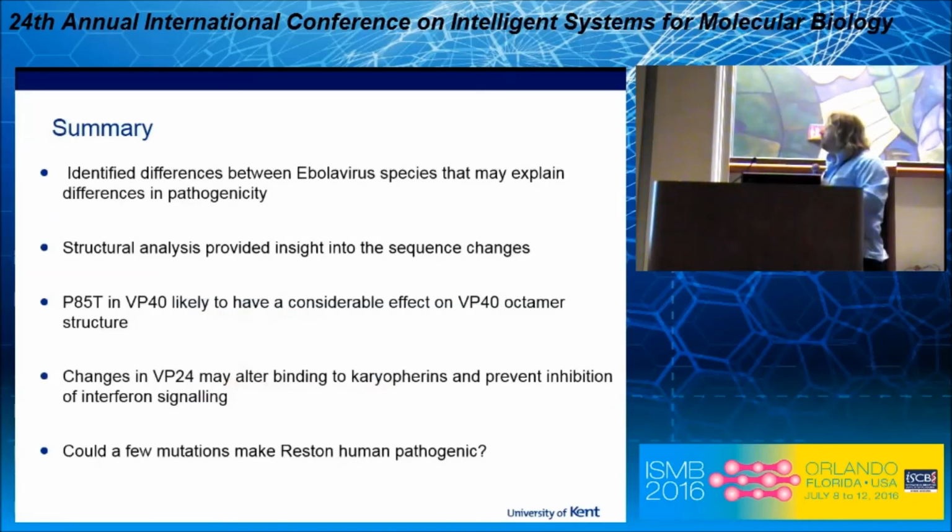So, just a brief summary: we've identified conserved differences between human pathogenic and non-human pathogenic Ebola virus species. We've then used structural analysis to provide greater insight into those STPs. In VP40, we see the change P85T is likely to have a considerable effect upon the optimal structure. And then most importantly, we think these changes in VP24 may alter binding to karyopherin and have an effect on the inhibition of interferon signaling. And then finally, how many of these changes would be needed to make the Western virus human pathogenic?